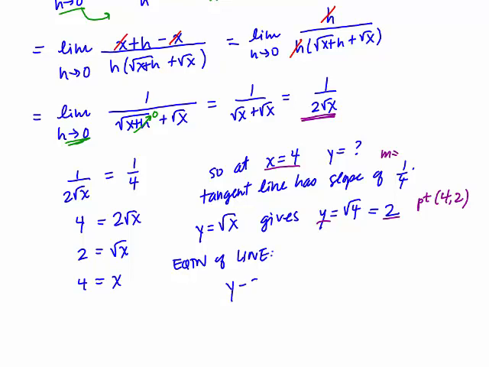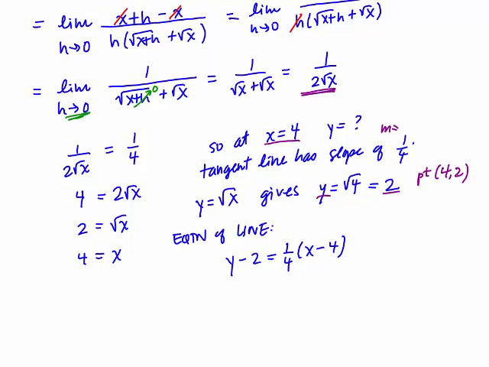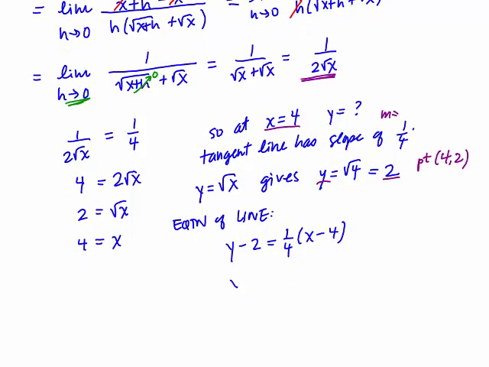y minus the y value 2 equals m, the slope 1/4, times x minus the x value of 4. And then simplify. y equals 1/4 x minus 1 times the 1/4 plus 2, which would be plus 1. So that is the equation of the line that's tangent to the curve, the square root of x, that has a slope of 1/4.